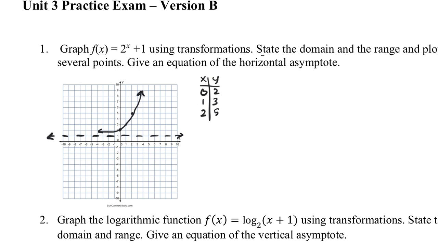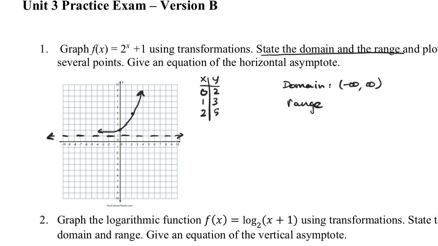Okay. It says state the domain and range. So the domain, this graph extends from negative infinity to positive infinity. So the domain is going to be negative infinity to positive infinity.